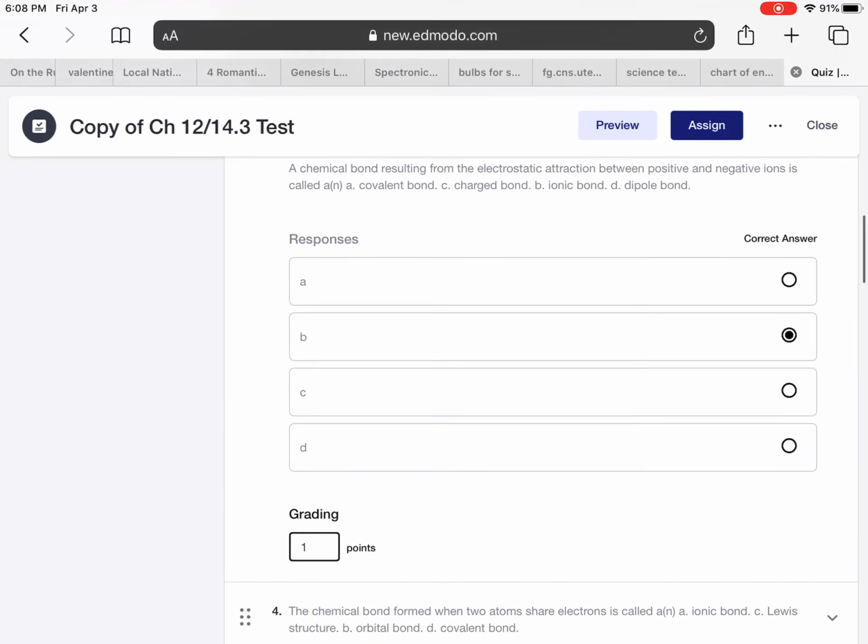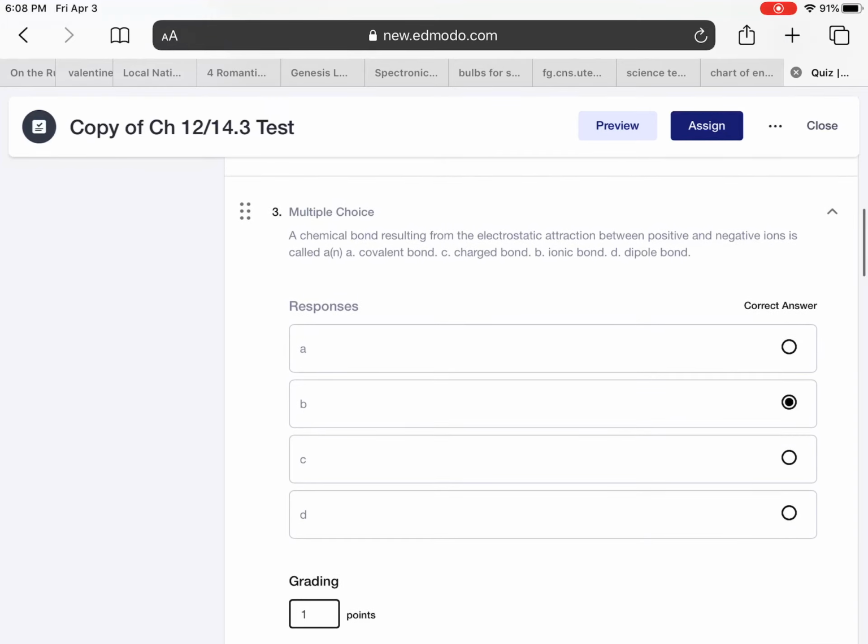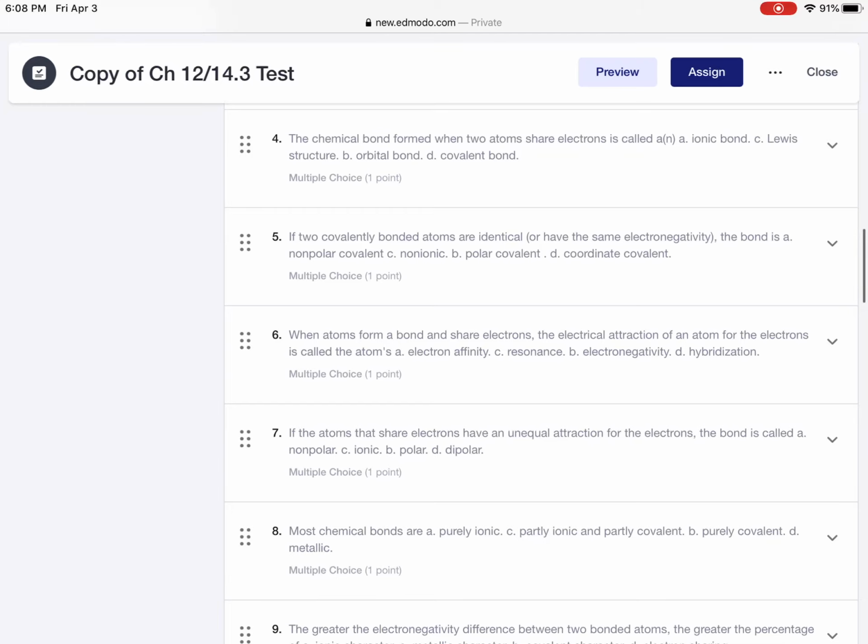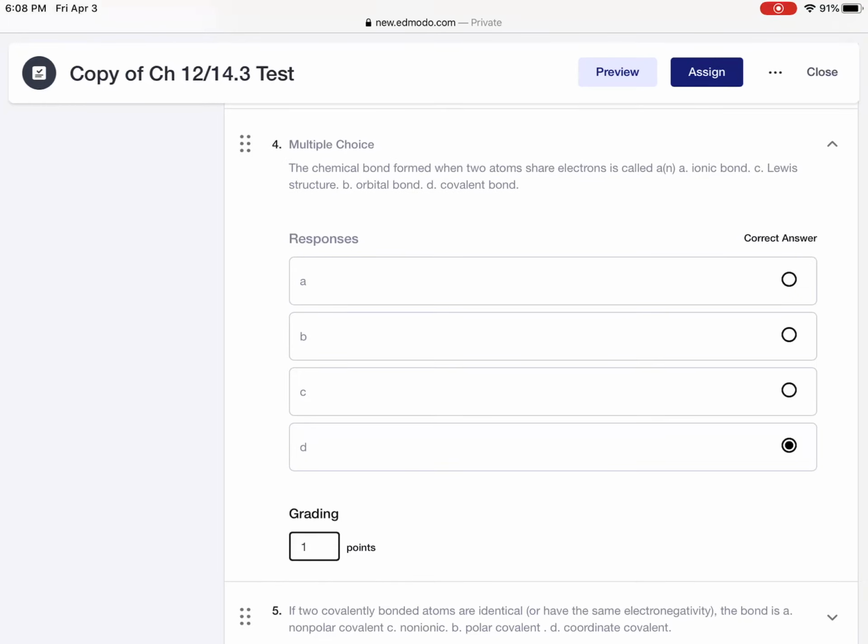Wow, I can see when I copied and pasted in the problems, it had answer A, covalent, answer C, charge bond. That's really a bad way to write a test. Try to be more aware of that when I write the tests this evening.